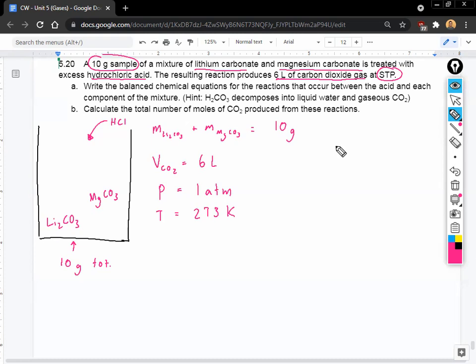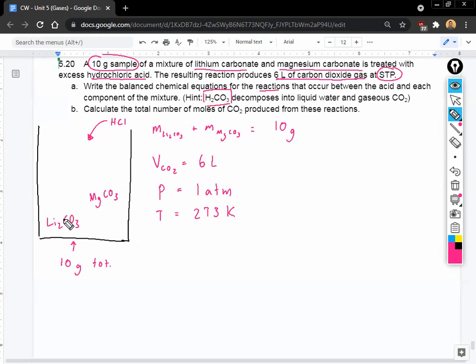All right, let's take a look at part A. Part A tells you, write the balanced equations for the reactions that occur between the acid and each component of the mixture. But you have to recognize that H2CO3 decomposes into liquid water and gaseous CO2.